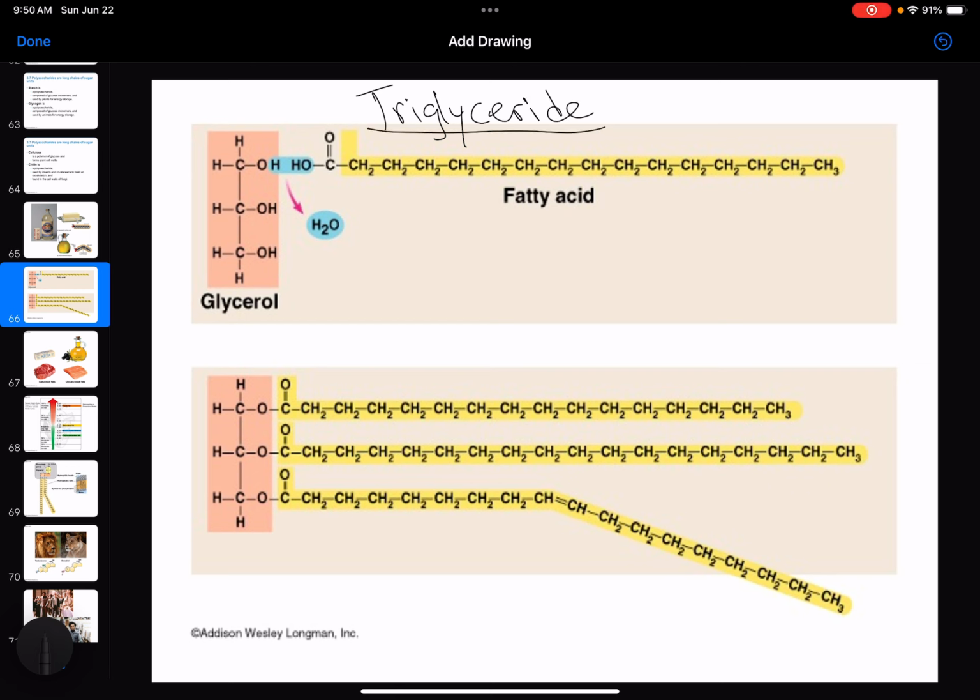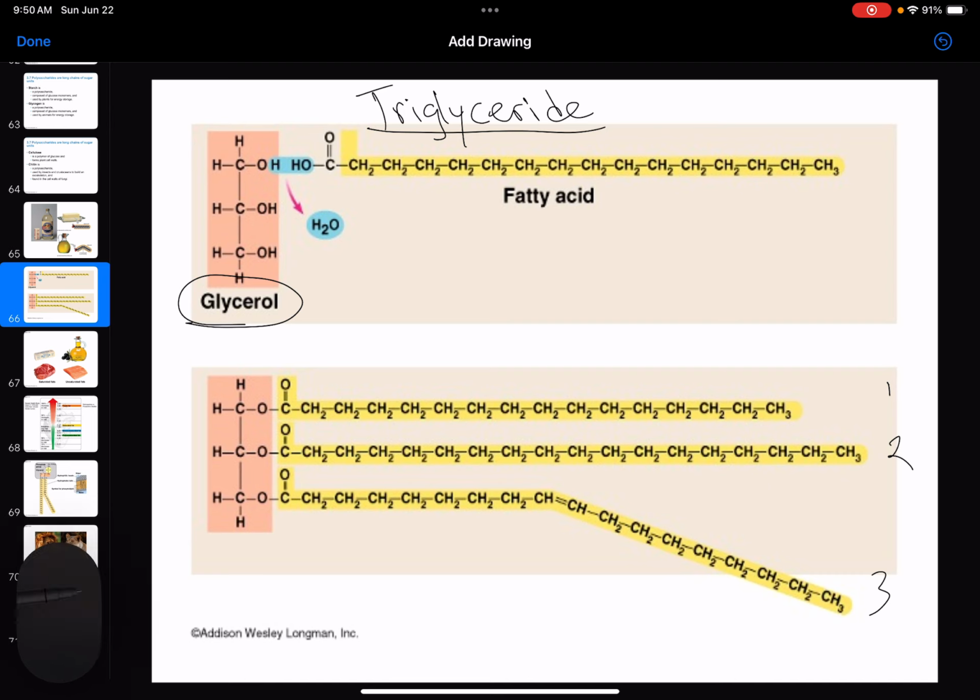Okay, let's break down this word, tri. I think you know that that means three. Tri. Here we go. 1, 2, 3. Glyceride. Okay, that's referring to this glycerol. But look at glycerol by itself.